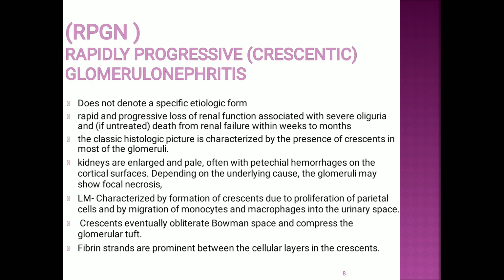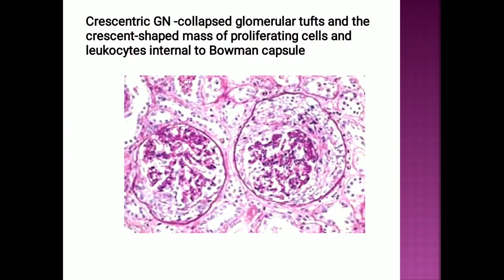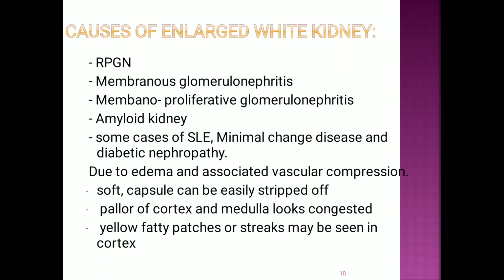Light microscopy is characterized by formation of crescent due to proliferation of parietal cells and by migration of monocyte and macrophage into urinary space. Crescent eventually obliterate Bowman capsule and compress the glomerular tuft. Fibrin strands are prominent between cellular layers in the crescent. The figure shows the crescentic glomerulonephritis, the collapsed glomerular tufts, and the crescent-shaped mass of proliferating cells and leukocytes which are internal to Bowman's capsule.